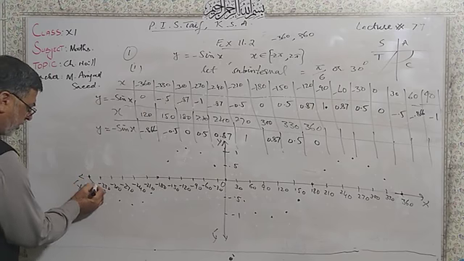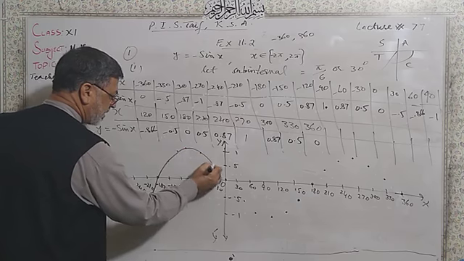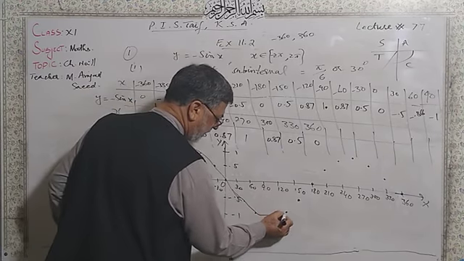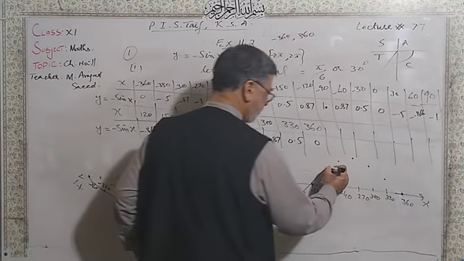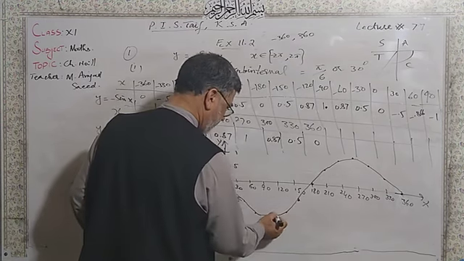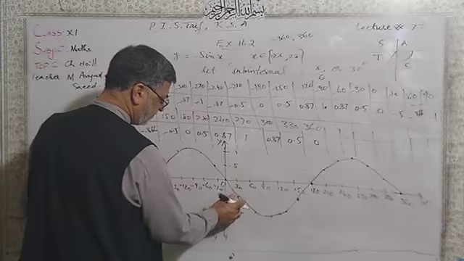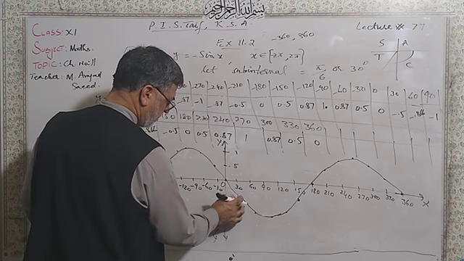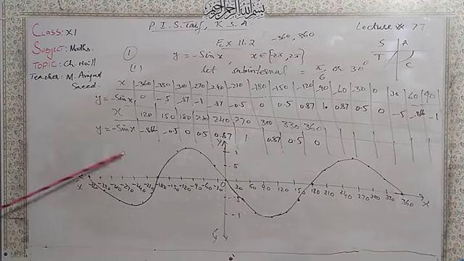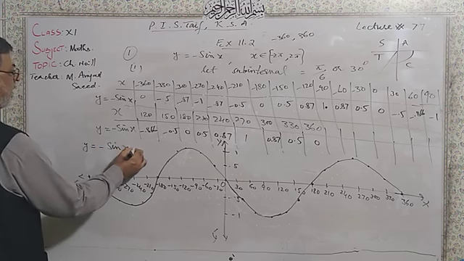Dear students, join with your free hand. This is the sine graph from minus 2 pi to plus 2 pi. This is your graph. Dear students, that was your graph. I hope that you understood this. Actually, this is y is equal to minus sine x.